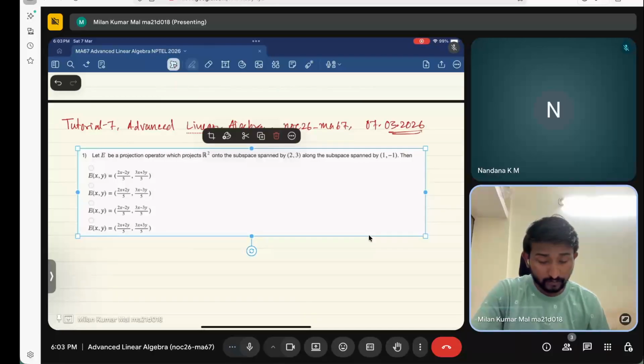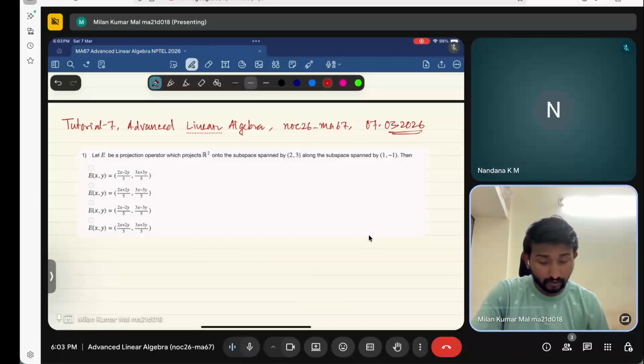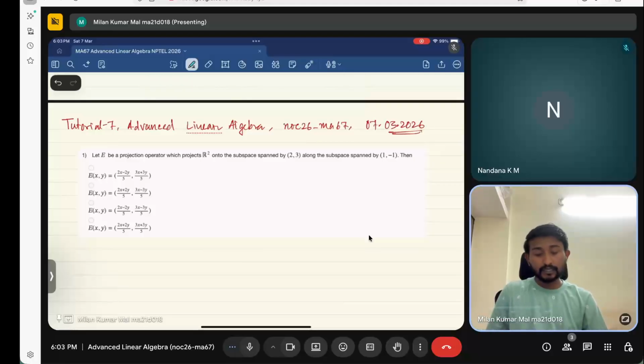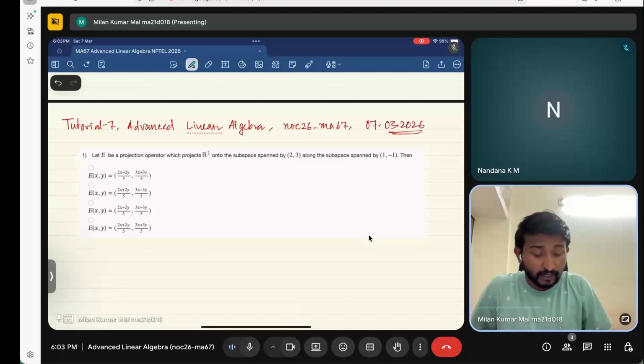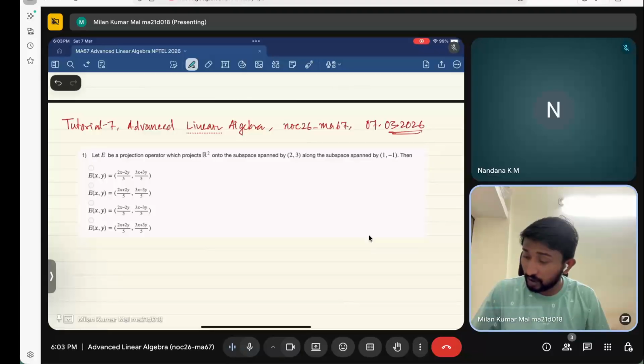So this is one of the problems. What this problem says: let E be the projection operator which projects R2 onto the subspace spanned by (2, 3) along the subspace spanned by (1, -1). Then what is E(x, y)? That is what I have to find. Some options are given, but obviously only one option will be correct. This is a specific type of problem, so we have to solve this type of problem.